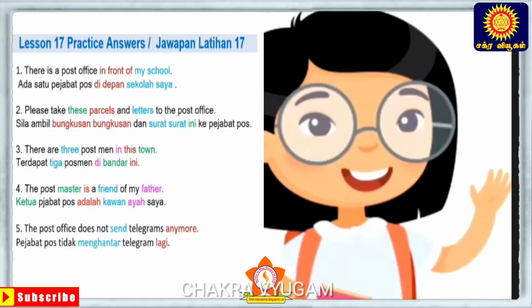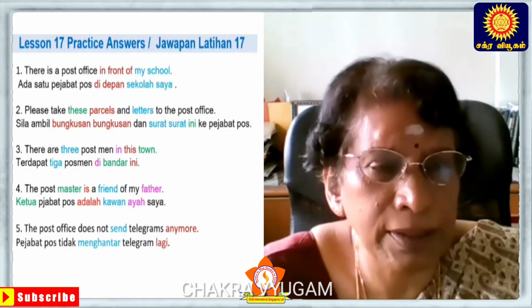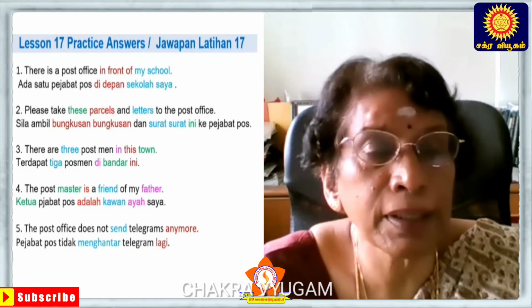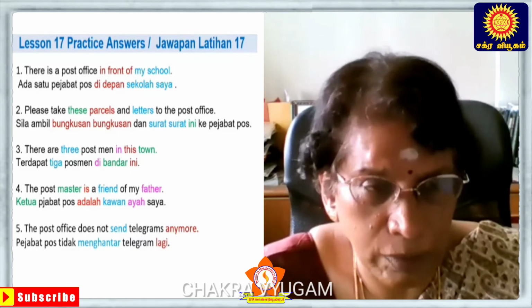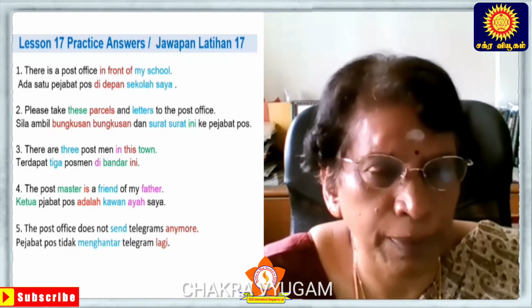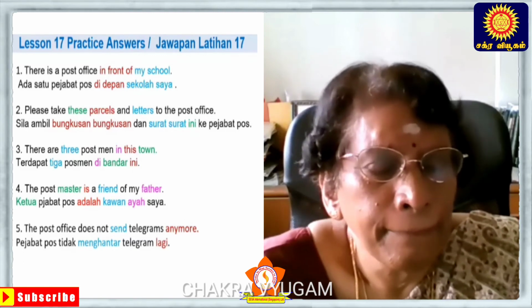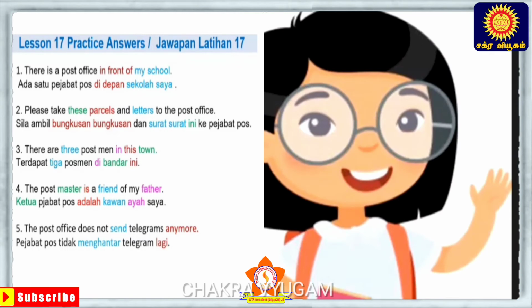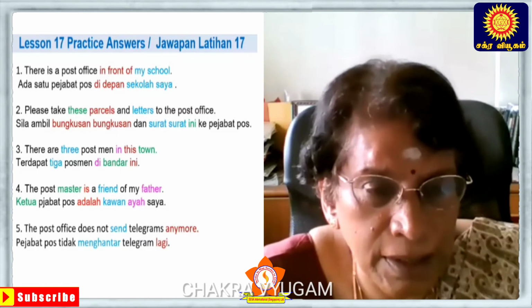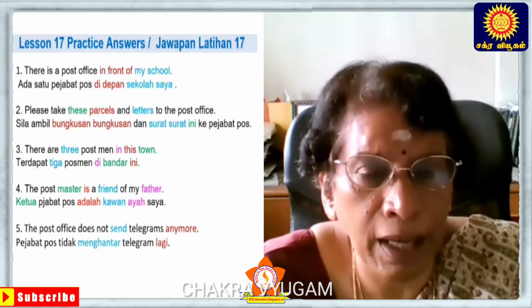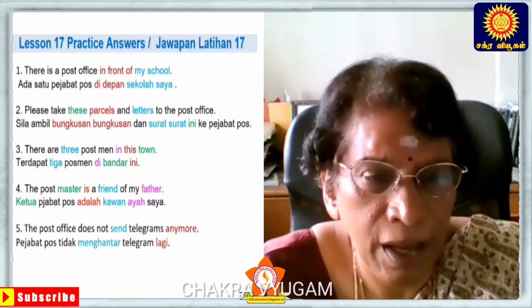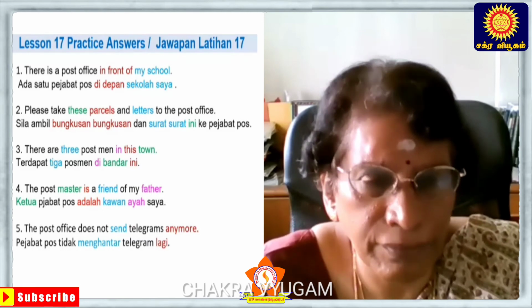Tiga, terdapat 3 postman di bandar ini. Okay, the word is tiga. We were revising numbers, and bandar is town, right? Postman is postman. 4, ketua pejabat pos adalah kawan ayah saya. Okay, the postmaster is my father's friend. Kawan ayah saya, my father's friend, or is a friend of my father.